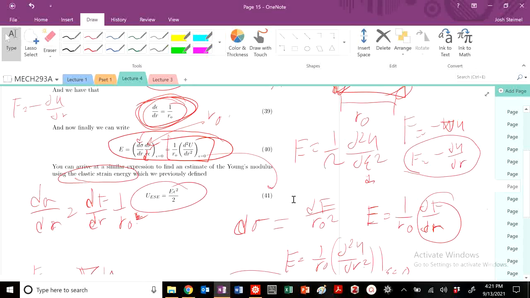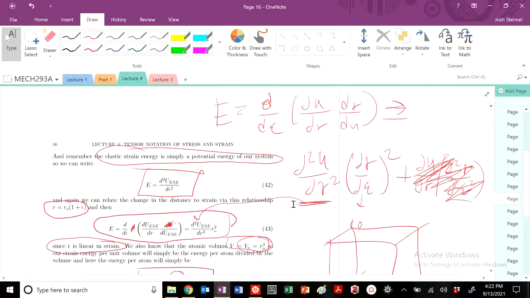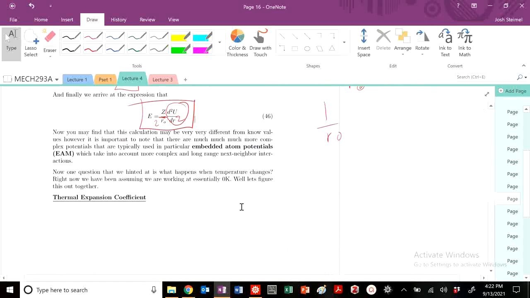You can now start to plug this in and calculate, and you'll do this in the problem set as well. You'll see it's quite a bit off for most potentials that we work with, especially the Lennard-Jones potential. But as you work with more complex potentials, especially embedded atom potentials, which take into account more complex long-range interactions, you'll get closer.